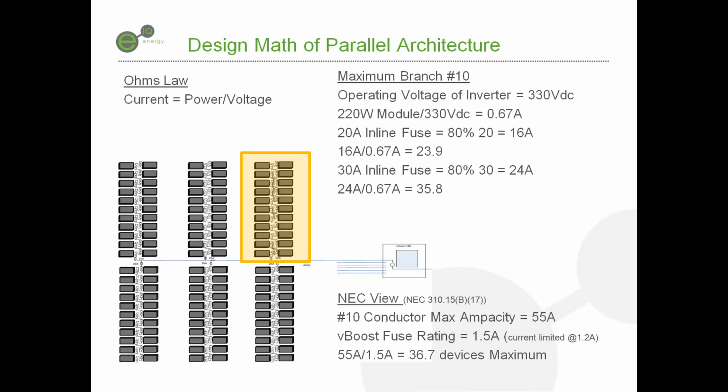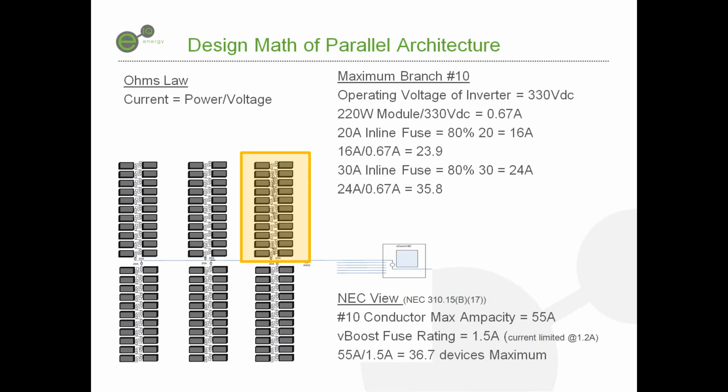Now, continuing with the calculation, if I've got a 30 amp inline fuse, I want to derate that back 20%. So with that 30 amp fuse, I can put 24 amps on. If I take that 24 amps and I've got 0.67 amps for each vBoost, I'd simply take the 24 amps, divide it by the current capacity for each individual vBoost, 0.67 amps, and it gives me a total of 35.8 modules, which is the max that I could get onto that particular branch.